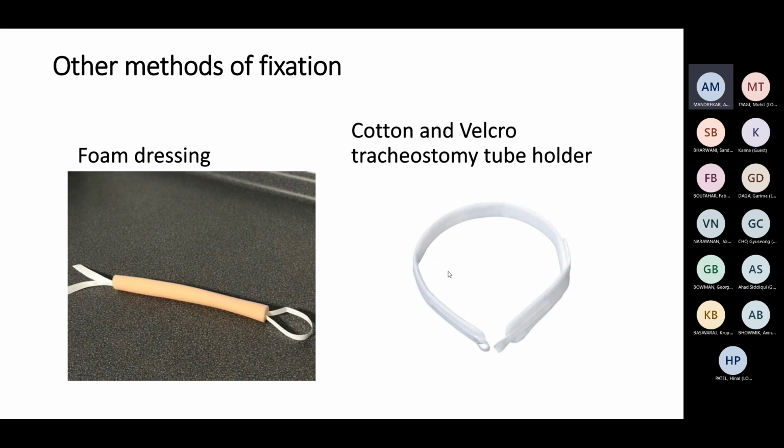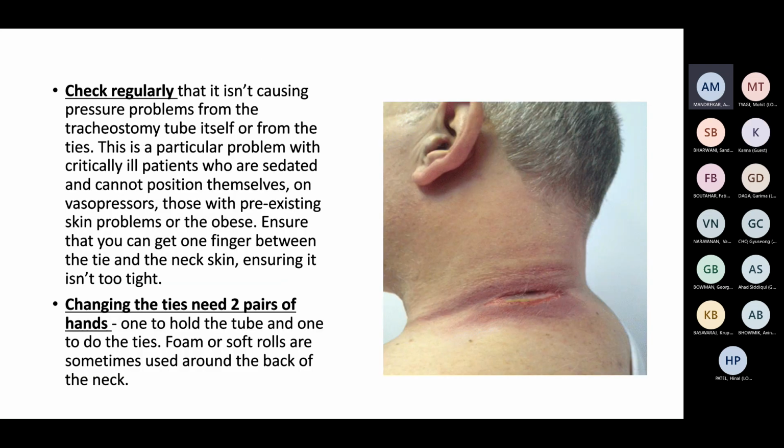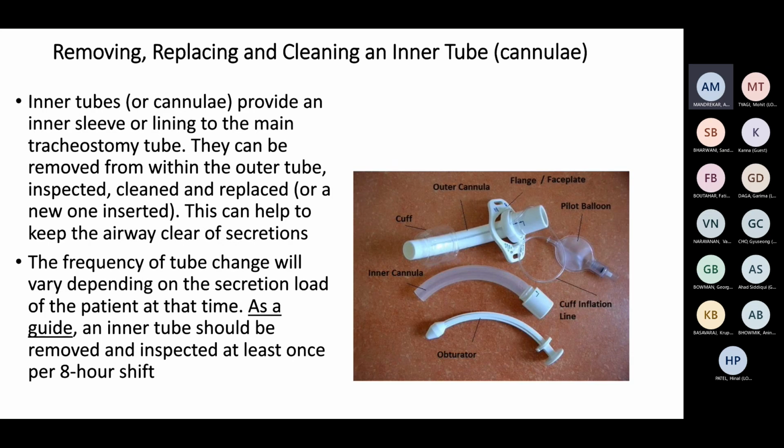This is a cotton and Velcro tracheostomy tube holder. Always in ICU patients, we have to make sure that the ties are not too tight around the neck. There has to be at least one finger between the tie and the neck skin, especially when patients are sedated, as they're not able to reposition themselves. This is a wound that can occur due to the tracheostomy ties. And of course, changing these ties requires two pairs of hands, two people, one that will hold the tracheostomy tube and the other would change the dressing and the ties.